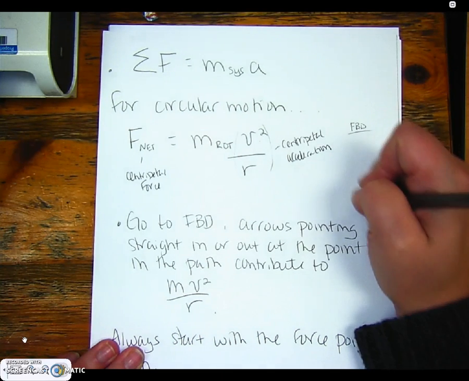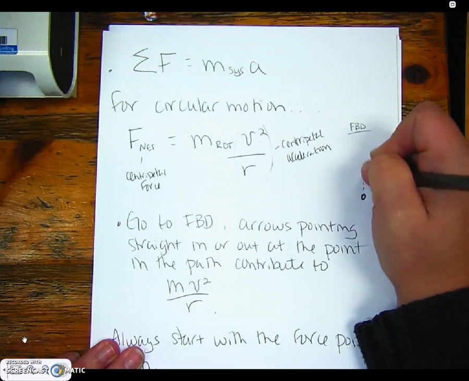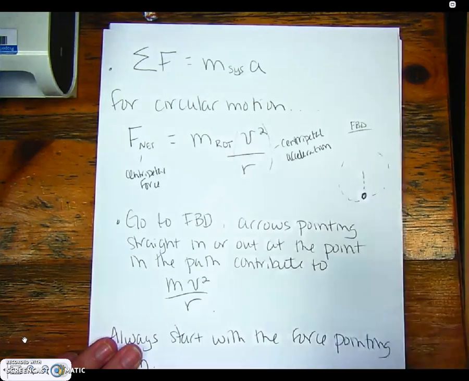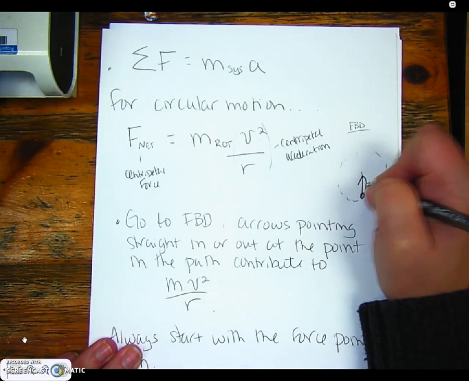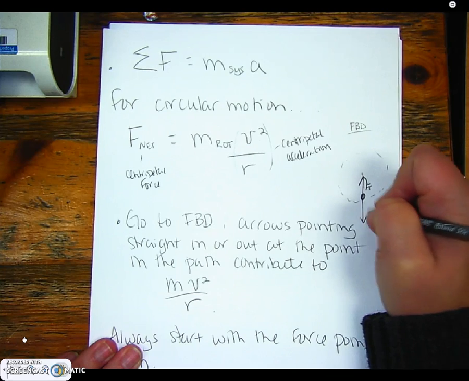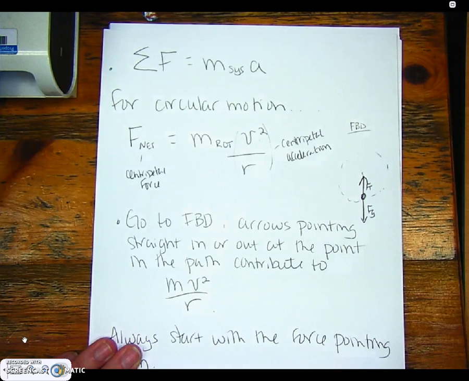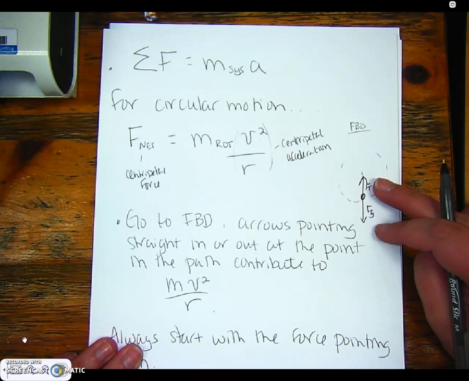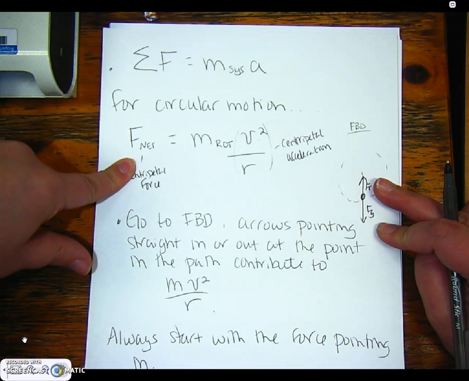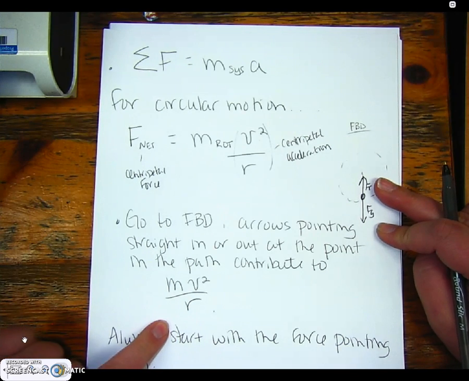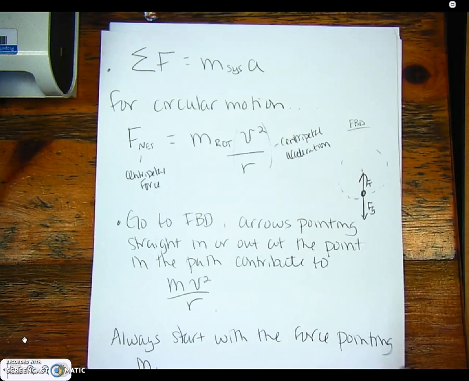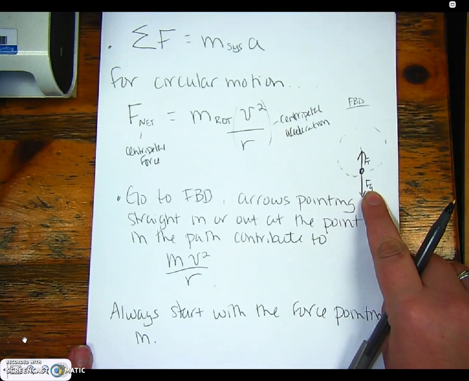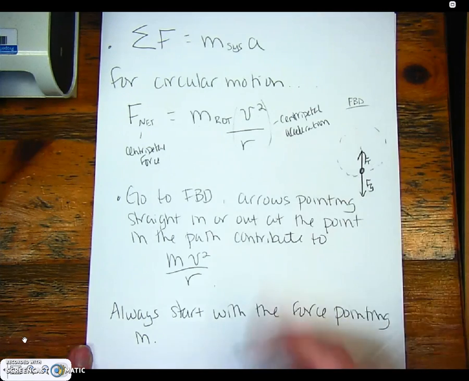So let's say we have an example of a stopper going around on a string. Then at the bottom of the circle right here, if this were the radius of the motion of the object, we're going to have a couple of forces acting. We're going to have tension, which would point upwards, and we're going to have force due to gravity, which would point downwards. So these two forces are going to add or subtract in order to equate to the net force that we can set equal to mv squared over r. When we write our sum of all forces equation, we're always going to start with the force that's pointing towards the center of the circle.